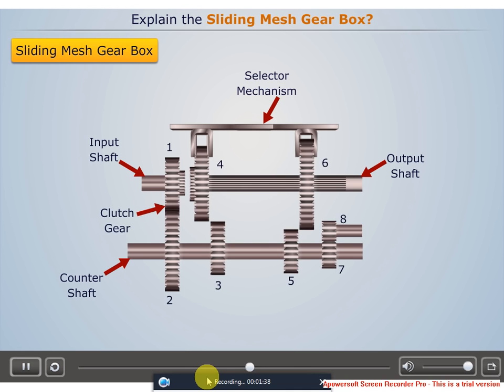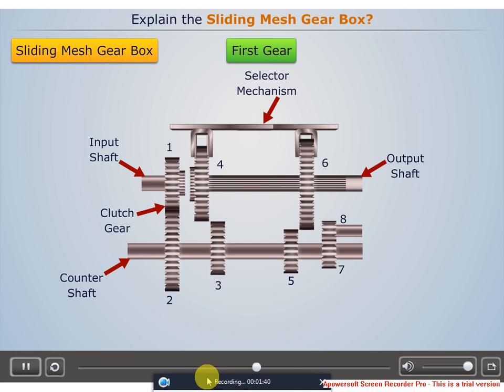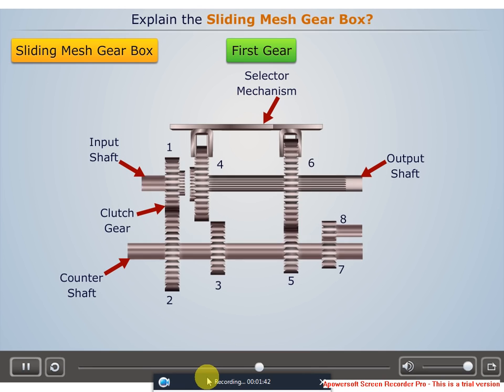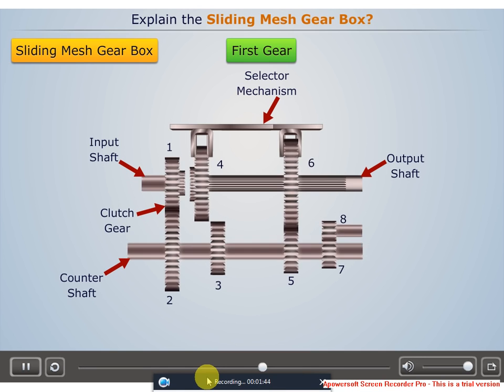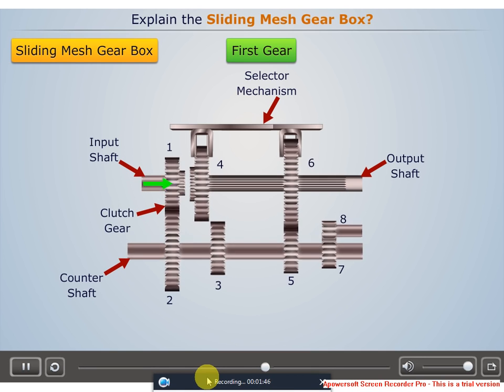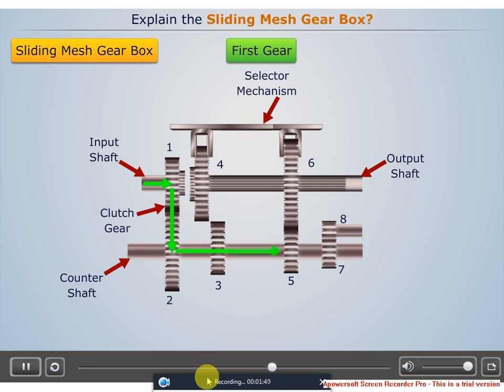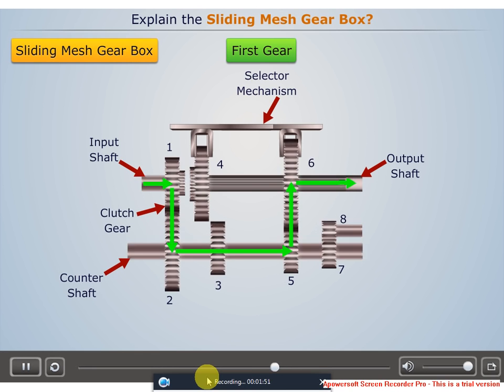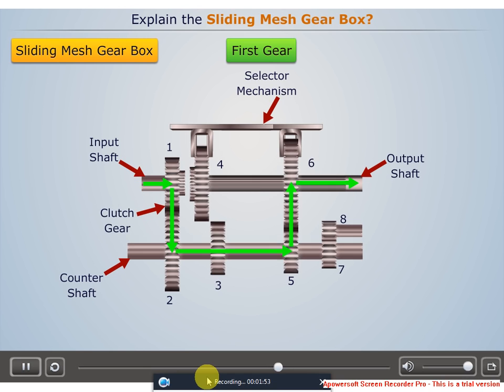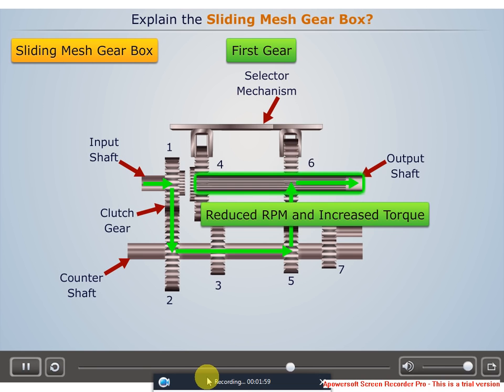Now to achieve the first gear, the gear number 6 is slid and meshed with the gear number 5. Now the power from the clutch shaft gets transmitted along the gears 1, 2, 5 and 6 to the output shaft. The size of gear 5 is considerably smaller than the gear 6. This reduces the RPM of the output shaft and increases its torque.